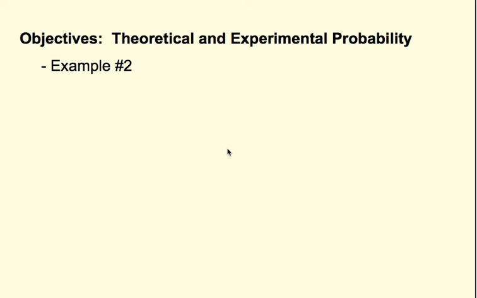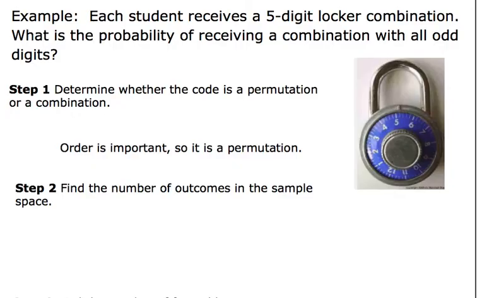Here's another theoretical example. Each student receives a 5-digit locker combination. What is the probability of receiving a combination with all odd digits? So step one, we want to determine whether the code is a permutation or a combination. In this case, the order is important, so we want a permutation.